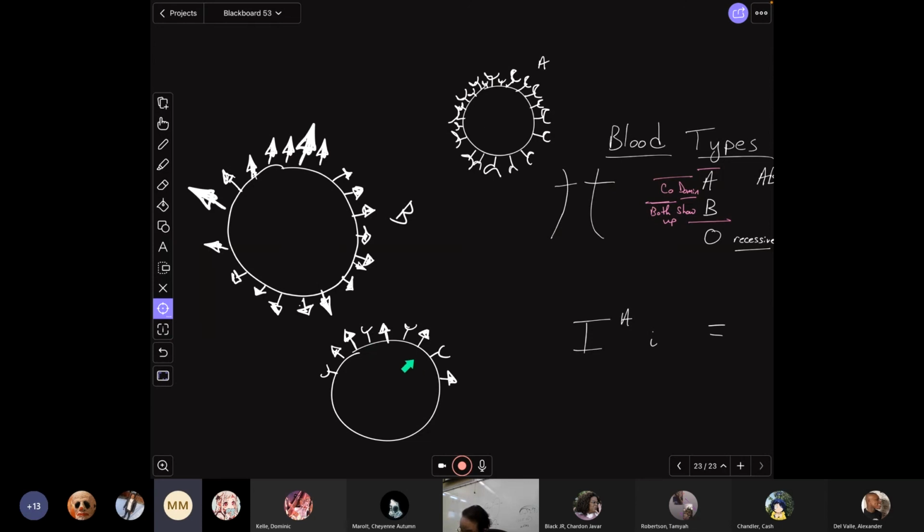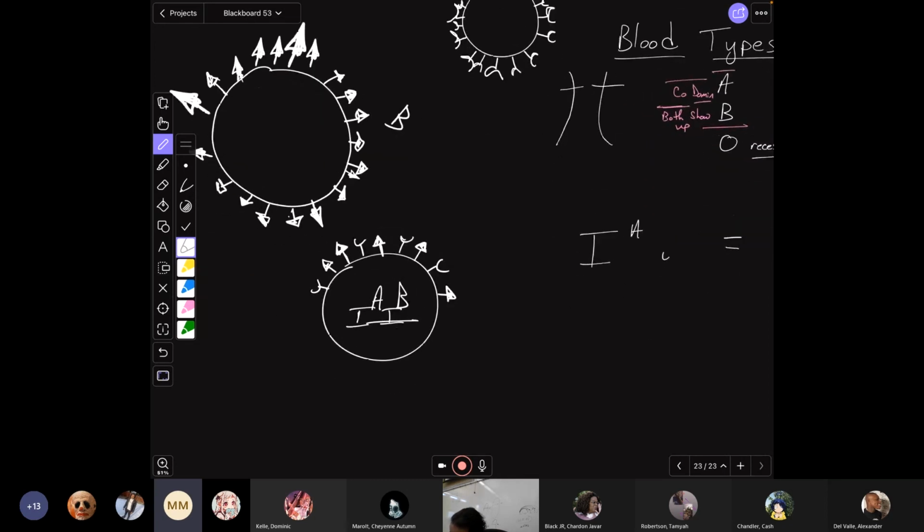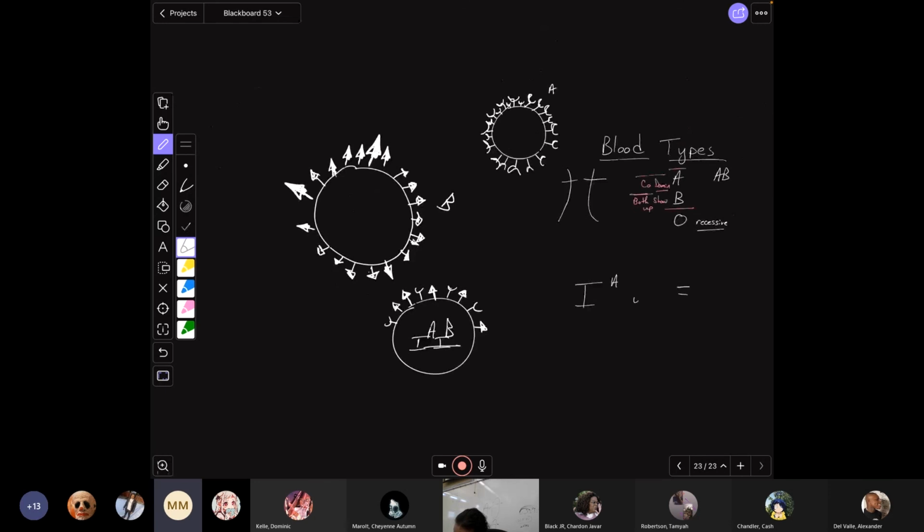But if you're AB blood type, it means you have both because they're codominant. If you're IA IB, you're AB blood type, then if you get A blood, your body's like, I got roundy things on my cells too. Hey, cool. If you get B blood type, you're like, I got little triangle things on my cells too. Okay, you're fine. So you can accept blood from A and B. If you're AB blood type, you're what we call the universal acceptor. You can take blood from anybody.